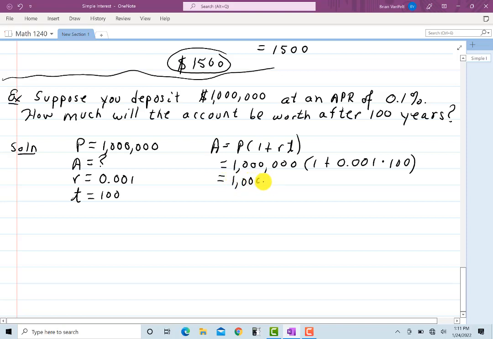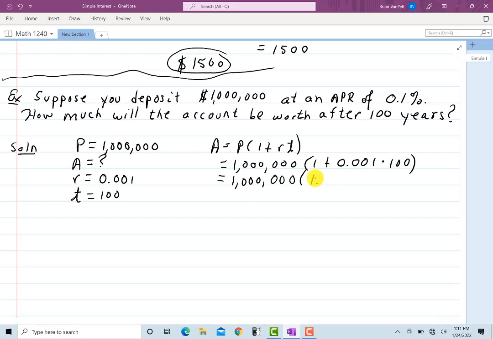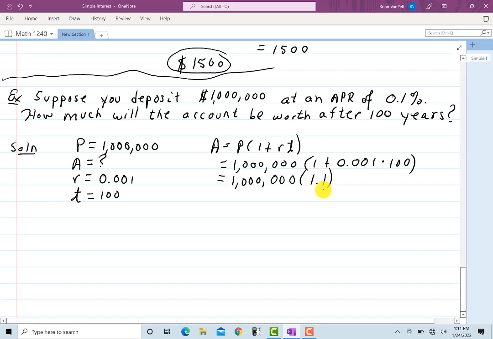Of course, when you multiply by 100, you simply move the decimal over 2 places. So I'll have 1 million times 1 point, if I move the decimal to the right 2 places, I'll have 1.1. And so that will equal 1,100,000. So total amount, 1,100,000.